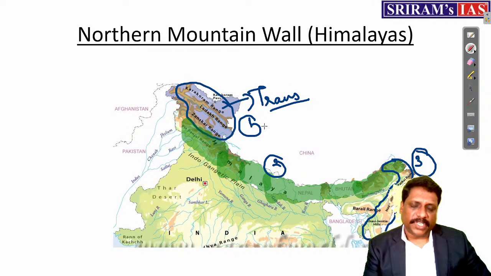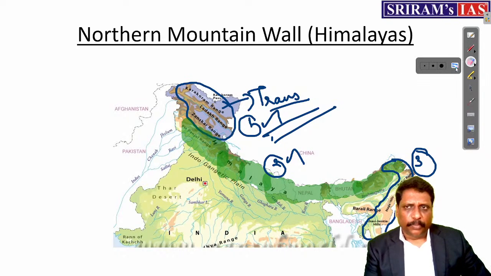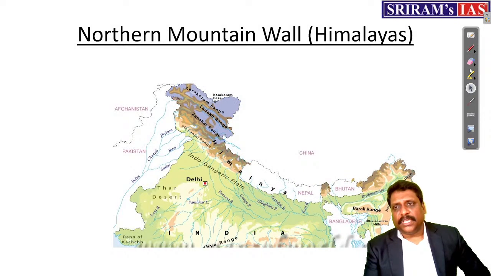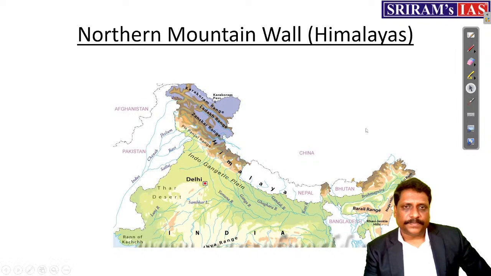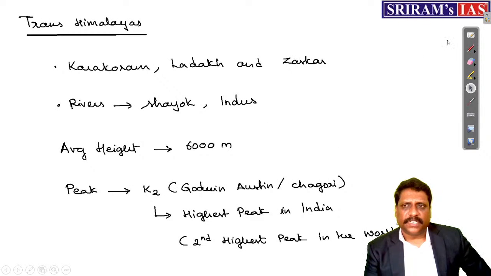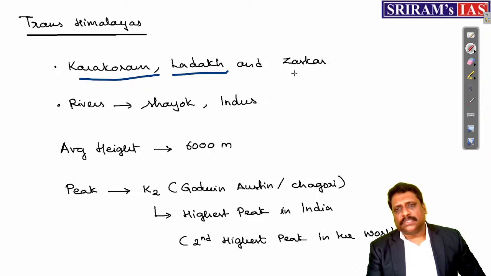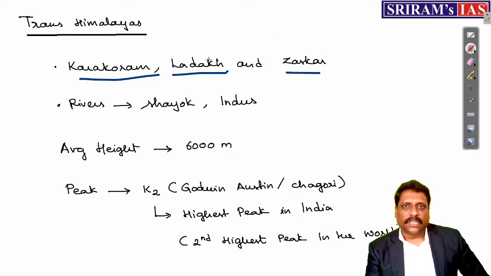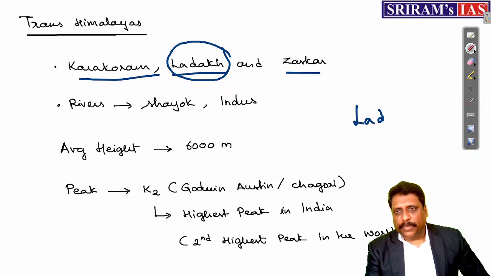One by one, if I just take it for the discussion, I'll start from Trans Himalayas. Trans Himalayas is completely confined to the Union Territory of Ladakh. Right, my friends. Now, one by one. As I said, in the Trans Himalayas we have three mountains: Karakoram, Ladakh and Zanskar. See, Karakoram range, Ladakh range and Zanskar range. For example, when I talk about Ladakh, Ladakh is a common name, my friends.